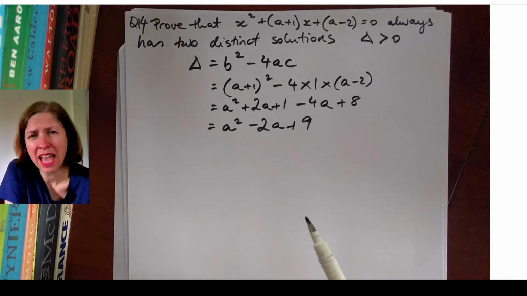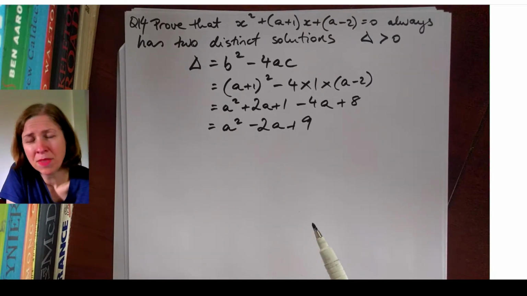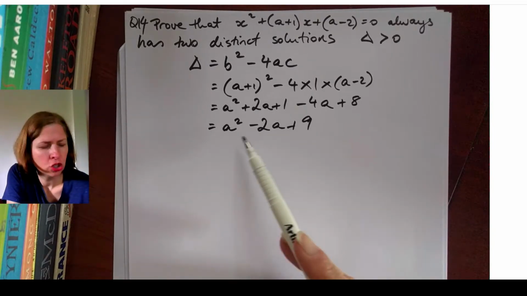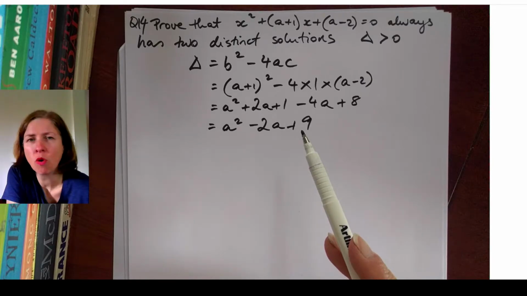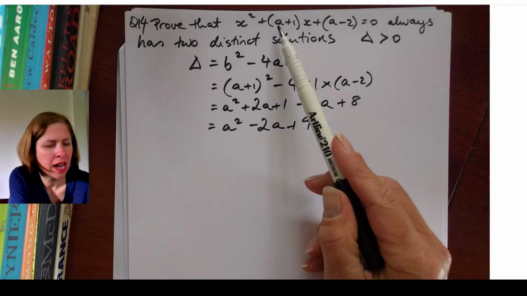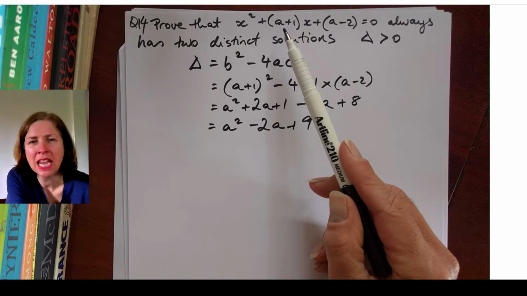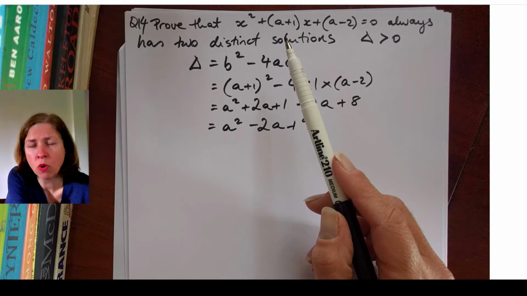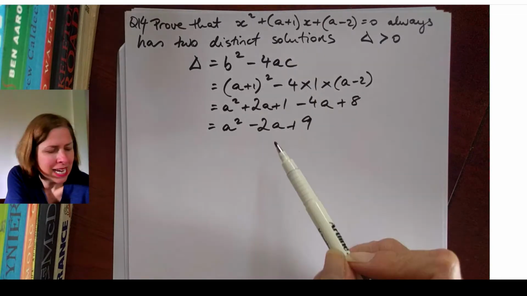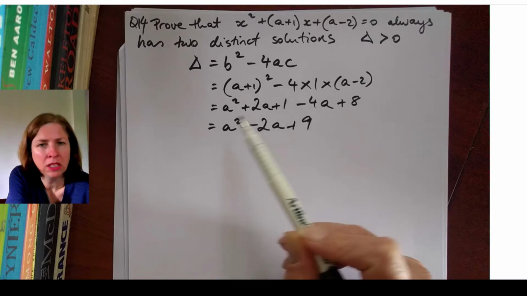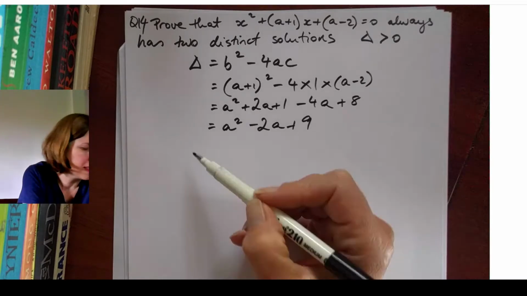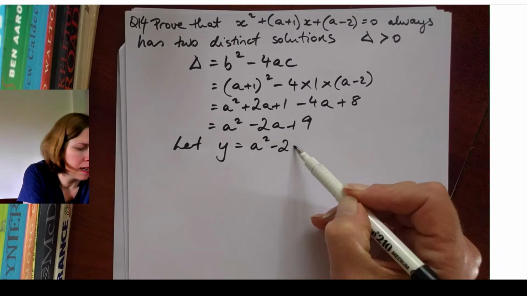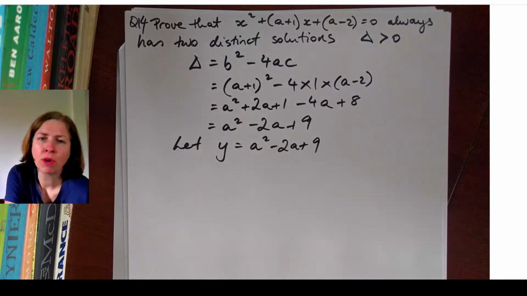Okay, I've had a quick look at that. I don't think I can factorize it easily, but if this has two distinct solutions, then this should always be positive. And when I say always, what I mean is regardless of the value of a. A can be any real number. The question doesn't at all restrict what a can be. So that means that this expression, if I make this into an equation, let y equal a squared minus 2a plus 9, y is always a positive number.